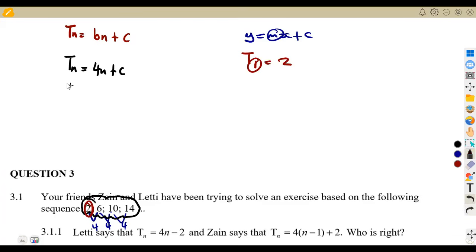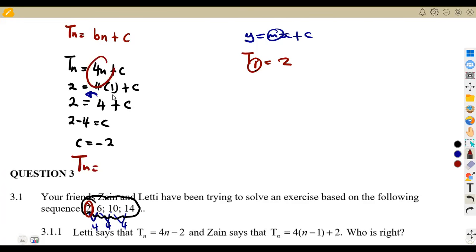So 2 is equal to 4 into n, which is 1, plus c. So 2 is equal to 4 times 1, which is a 4, plus c. Then we can transpose the 4 to the other side of the equation. It becomes a negative. That's 2 minus 4 is equal to c, which is negative 2. So c is equal to negative 2. Meaning to say Tn is equal to 4n minus 2. Let's say it's me who is Letty, because I'm obtaining the same answer as Letty. This is what you were supposed to obtain in your normal simplification.